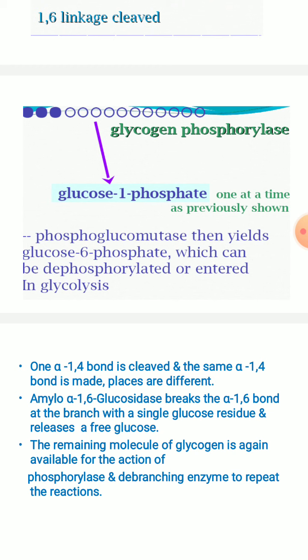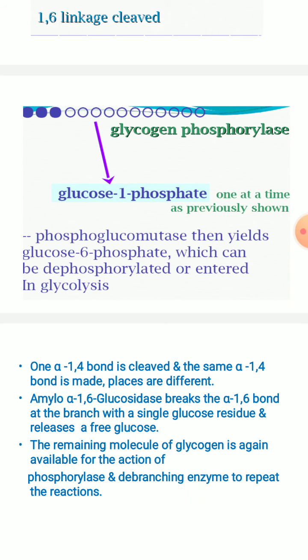So here, only one alpha 1,4 bond is going to be cleaved, and the same alpha 1,4 bond is going to be replaced at a different place, right? So amylo alpha 1,6 glucosidase, you have seen, is going to break the alpha 1,6 bond at that particular branch with a single glucose residue, what we have seen in the last slide, and it is going to release a free glucose molecule, right?